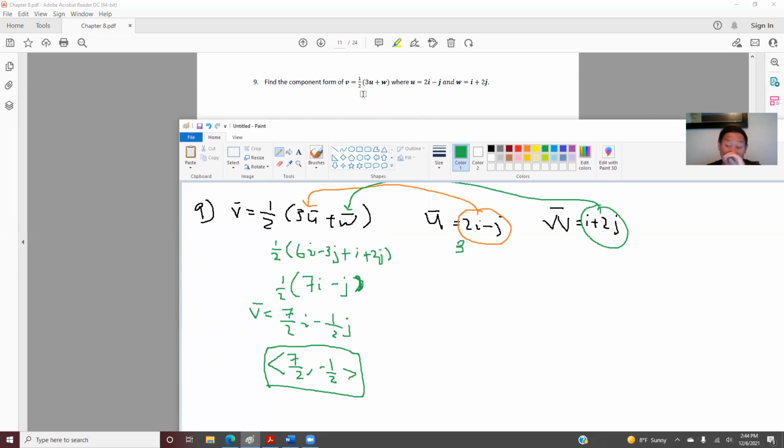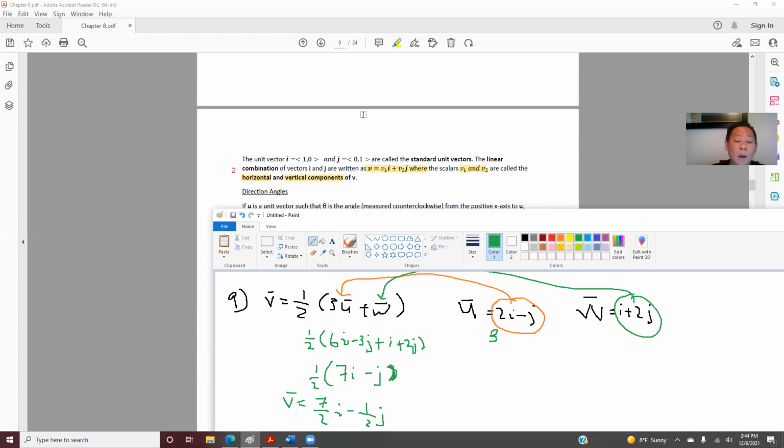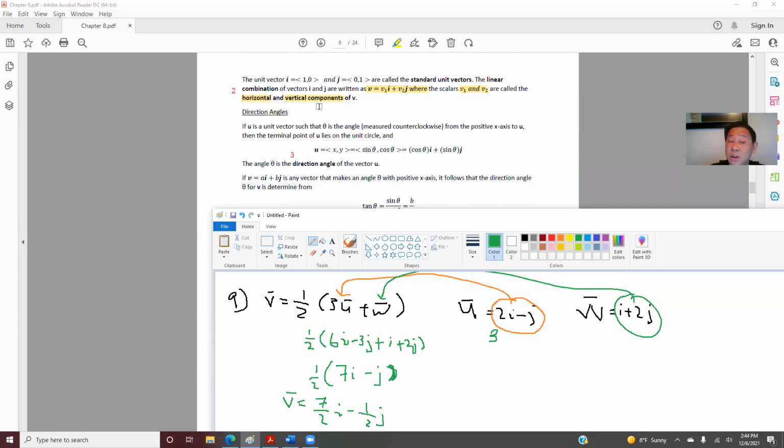Careless mistakes are the ones that I always see students making: combining like terms, multiplying by 3, watching for addition and subtraction. Those are the things that you guys know about. So that is how we do the first form and second form, which are the linear combination and the component form. Now we do the third one, which is the direction form.